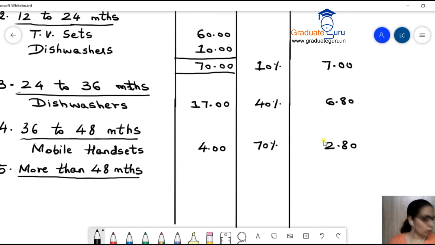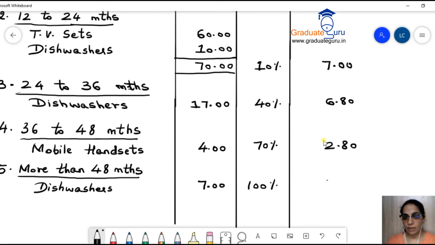कौन सा asset है more than 48 months में? We have dishwashers. And the amount given is 7 lakhs. And because now it is in the last category, our rate is 100%. So, पूरा 7 lakhs is my provision.